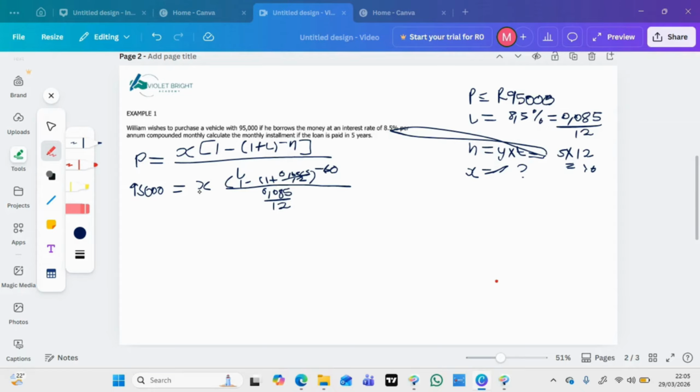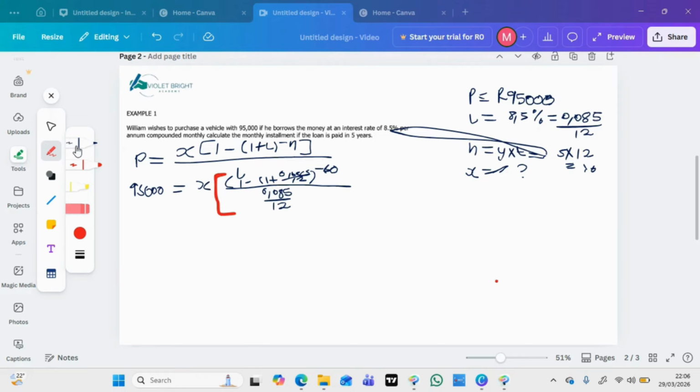Let me just use a marker. We can put everything here inside brackets and then find the value of this, then we divide all this value by 95,000 rands. So it's just a trick that you can use, because here, it's part of the numerator.